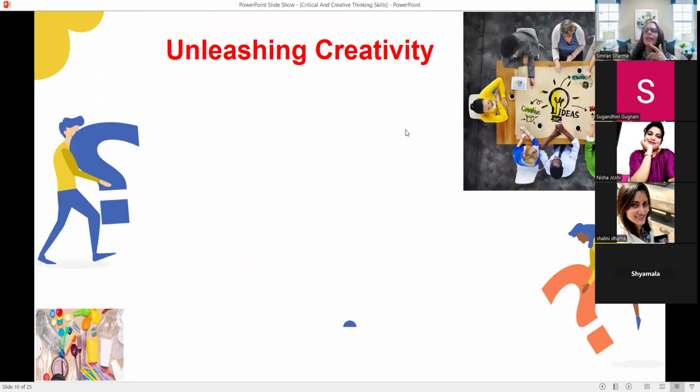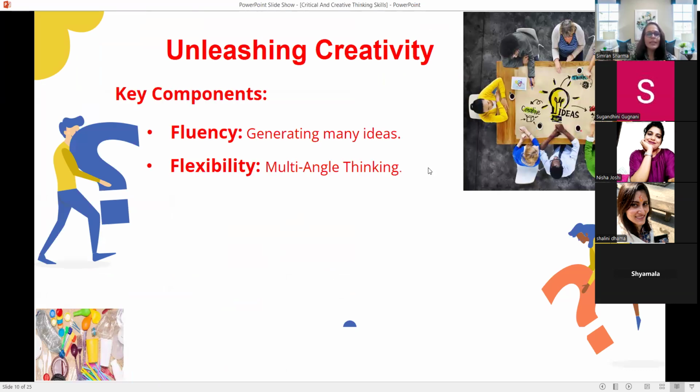Moving on, let's see what the components of creative thinking are. Key components are fluency and flexibility. What is fluency? Generating lots and lots of ideas. For example, you are facing plastic pollution in your community. You come together, generate lots of ideas, and zoom in on one particular idea and look at it from multiple angles, like whether it is feasible, economical, socially acceptable, scientifically the best idea. That is flexibility. Coming to originality, whatever solution you are looking for should have some originality.